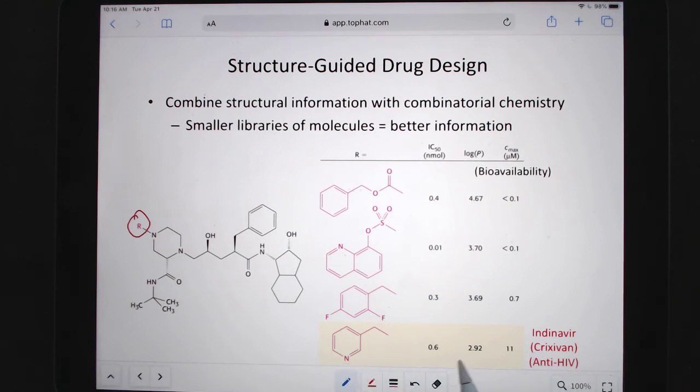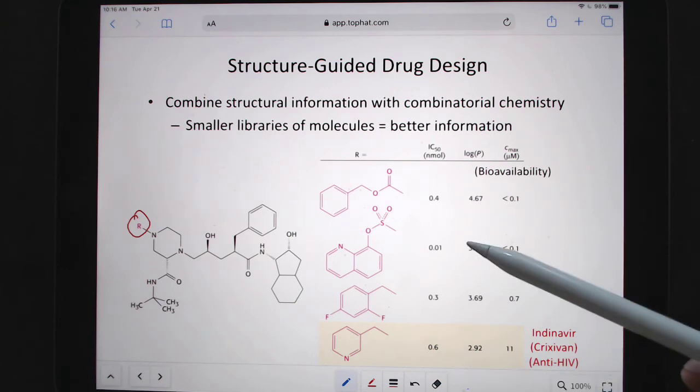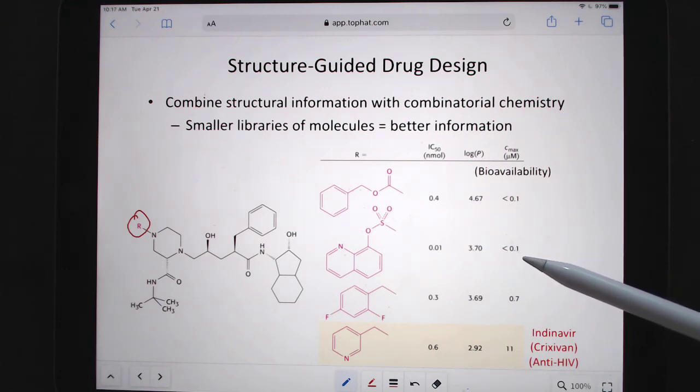But if you're adding this group, it's actually the least of these four. It's the lowest potency, although it is still really good. It does have a really high bioavailability, and so you have to balance this. It's not just which one's the most potent, because if it's potent and it's not bioavailable, it doesn't matter. So you had much higher bioavailability, and good potency.